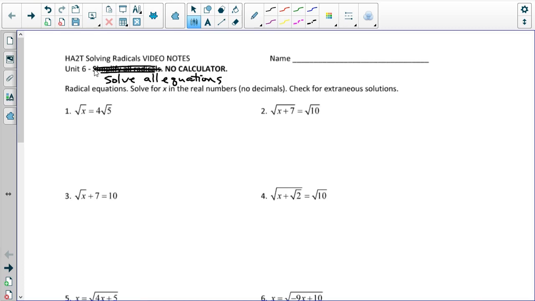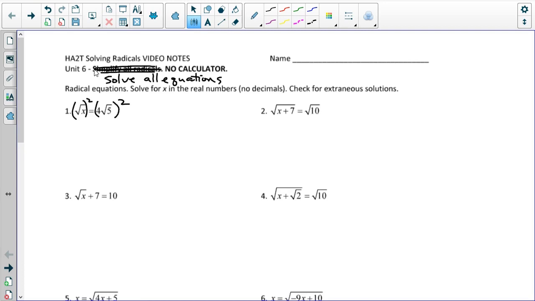So basically what we want to do is we want to square both sides as much as we possibly can. But we have to make sure that when we square both sides, we're actually squaring both sides and not just squaring whatever we want. In problem one, we're going to square both sides.